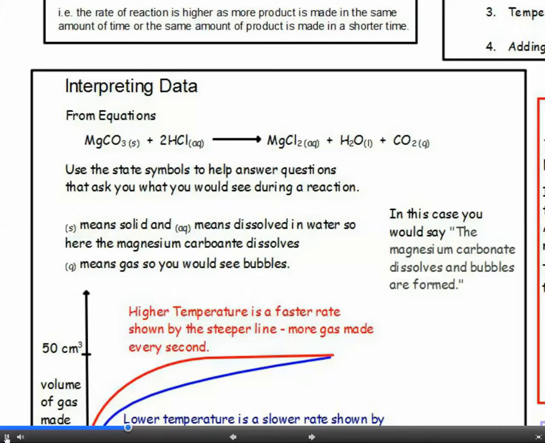Sometimes the question will give an observation and ask you to explain it. For example, why is there fizzing when magnesium carbonate is added to hydrochloric acid? Again, use the equation to help you answer. The reaction makes carbon dioxide gas, and so the bubbles are carbon dioxide gas being given off.